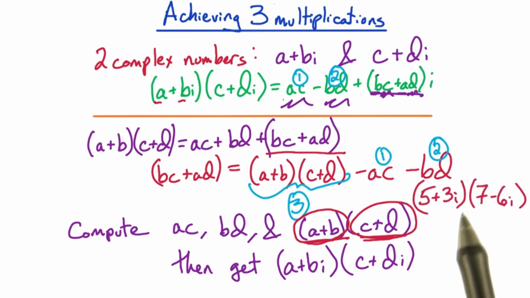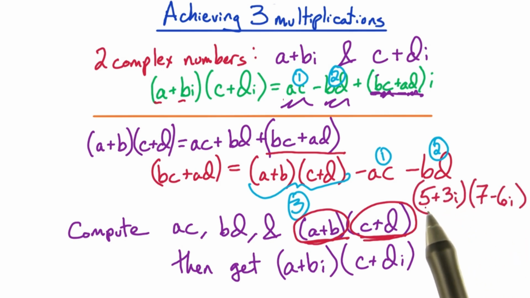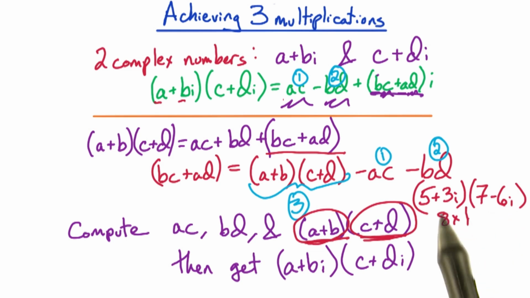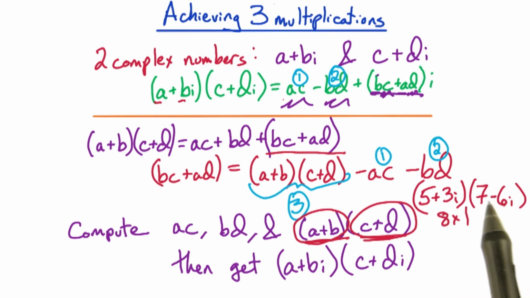Just think about it for a specific example. Let's say you're trying to compute 5 plus 3i times 7 minus 6i. What are you using here? You're using 8 times 1. So why would you think to use 8 and 1 from these numbers in order to compute the product of these two complex numbers? It's really quite clever.